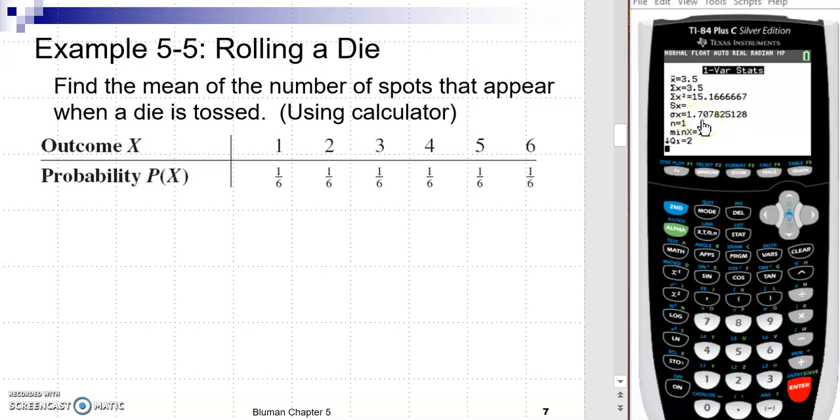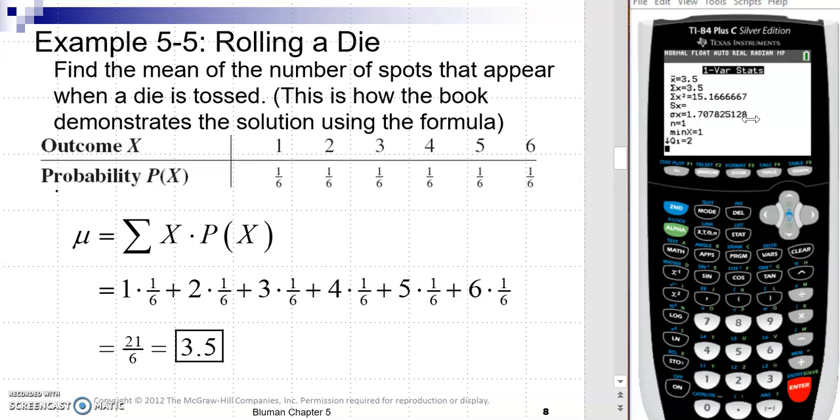Now to find the variance, we take this number, 1.707825128, and raise it to the second power. And that's going to give us the variance. Now, they've done this problem by hand using the formula. Notice they got the same mean. The mean they have is 3.5, and our mean over here is also 3.5 on the calculator.